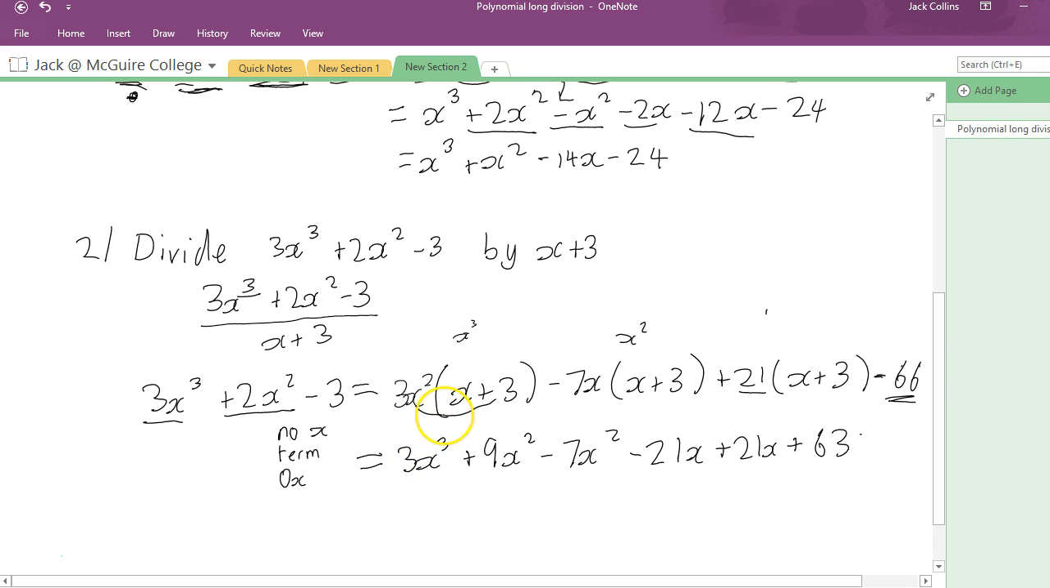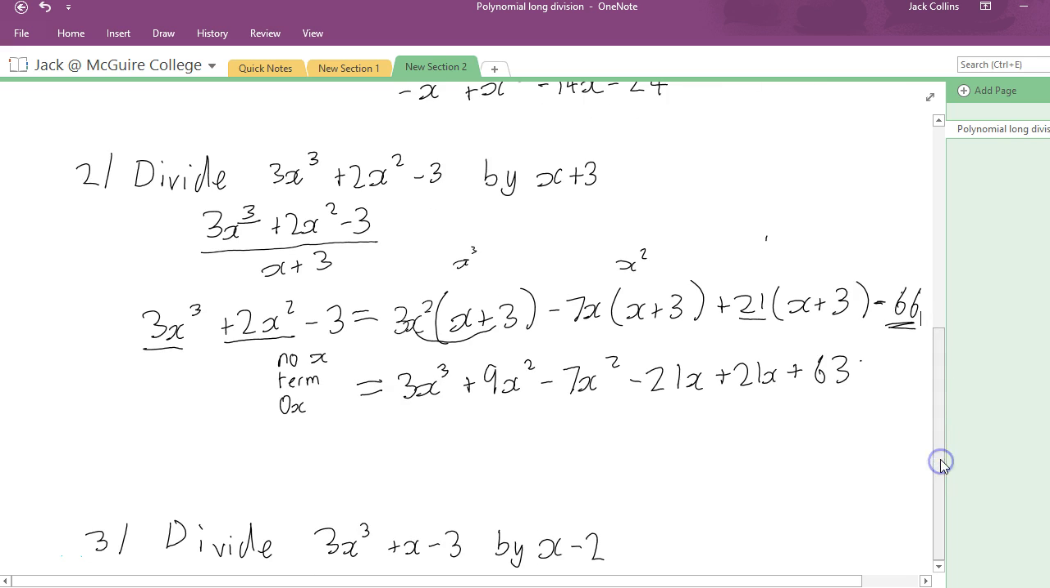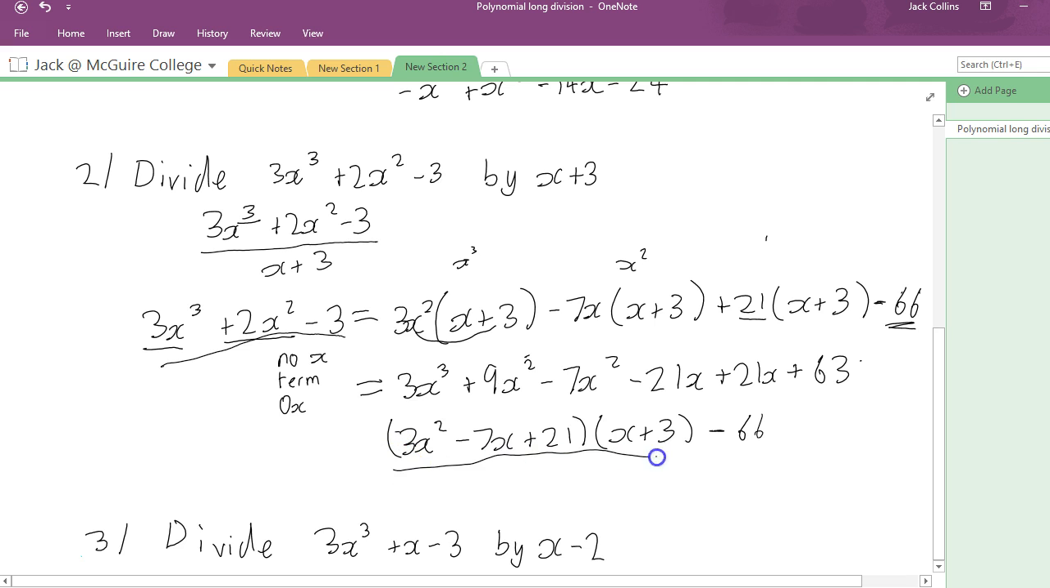So if we're rewriting this out, we'll do that now. It will look like 3x squared, pulling out the common factor, minus 7x plus 21 outside of x plus 3. So if we expand that bracket out like we've done here, we're going to end up with this initial expression. And then we also have to take away an extra 66 all over x plus 3.